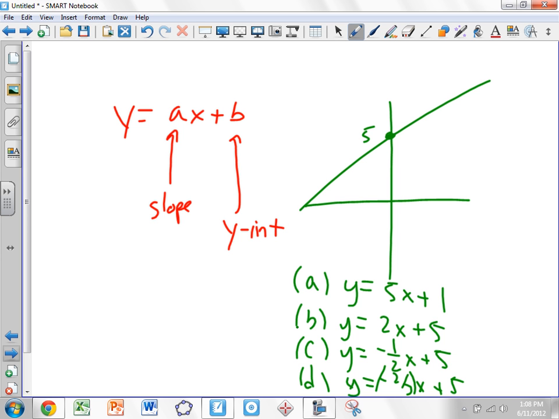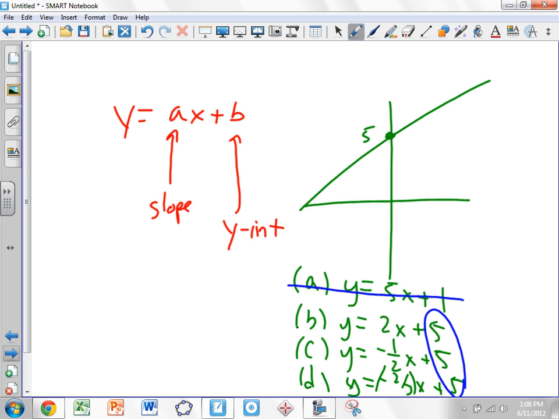Why B, Mia? Because it's for the y, and it's the axis. Good, so you know it's got to be a 5 here, right? We all saw that? So this one's out. How do you know it's not C or D, though? Because it's not negative. It's going up.